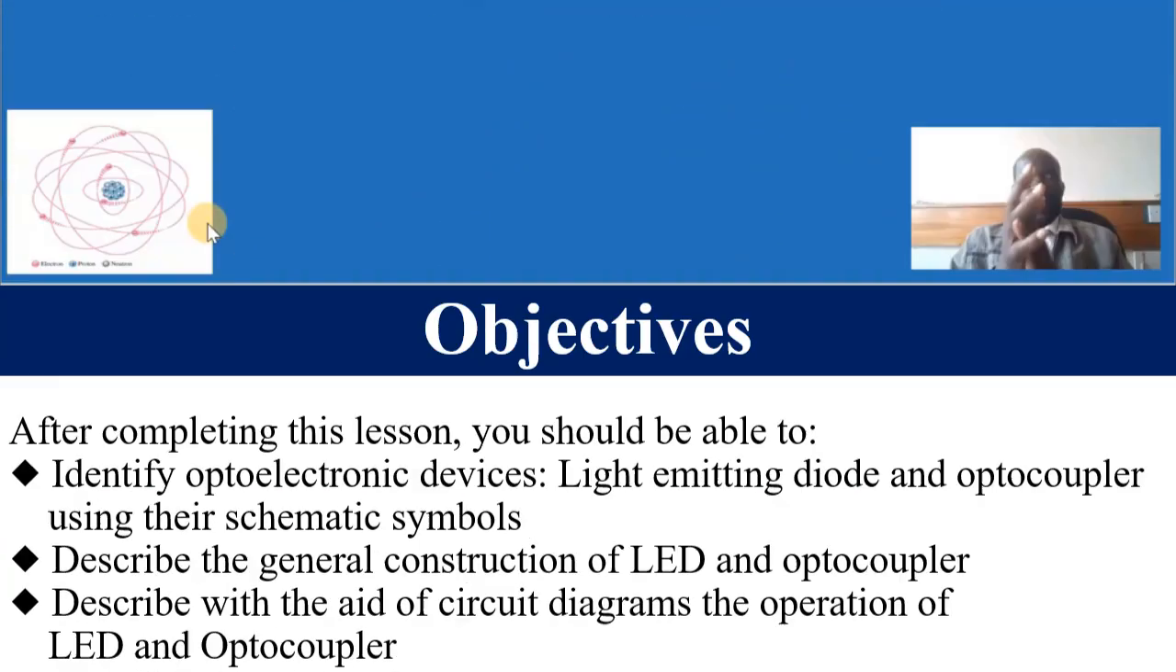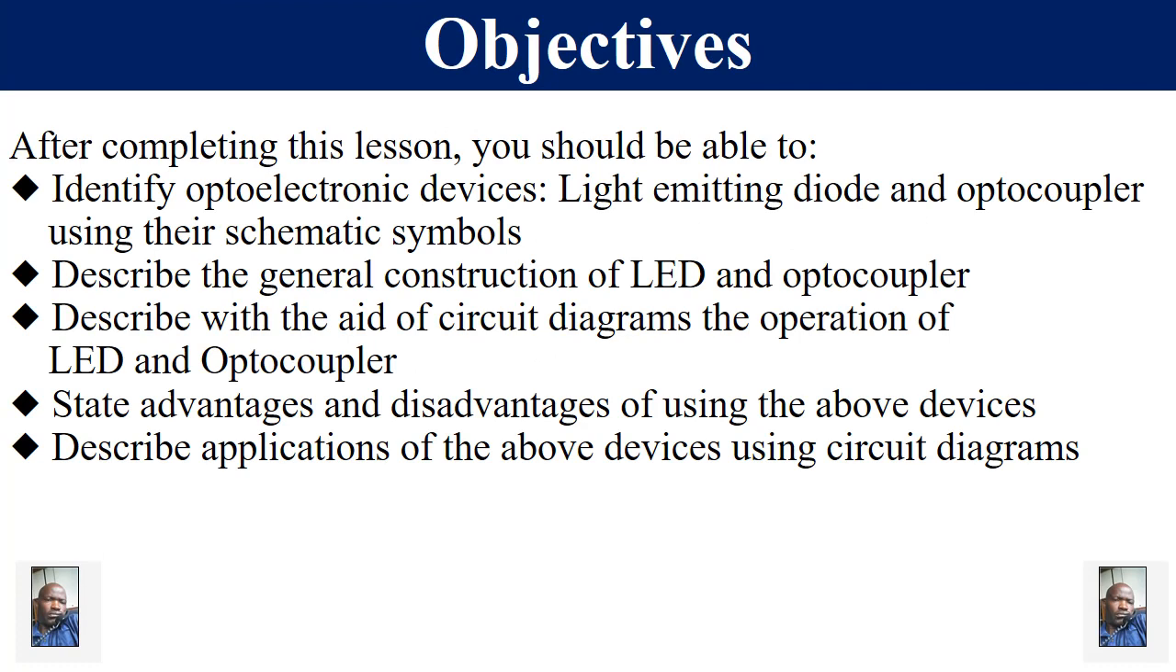Let's go. As usual, we start with objectives. This is what you should be able to do by the end of this video or lecture video presentation. You must be able to identify the light emitting diode as well as the optocoupler using their schematic symbols. Number 2, describe the general construction of the light emitting diode as well as the optocoupler. Number 3, with the aid of circuit diagrams, describe the operation of the light emitting diode as well as the operation of the optocoupler.